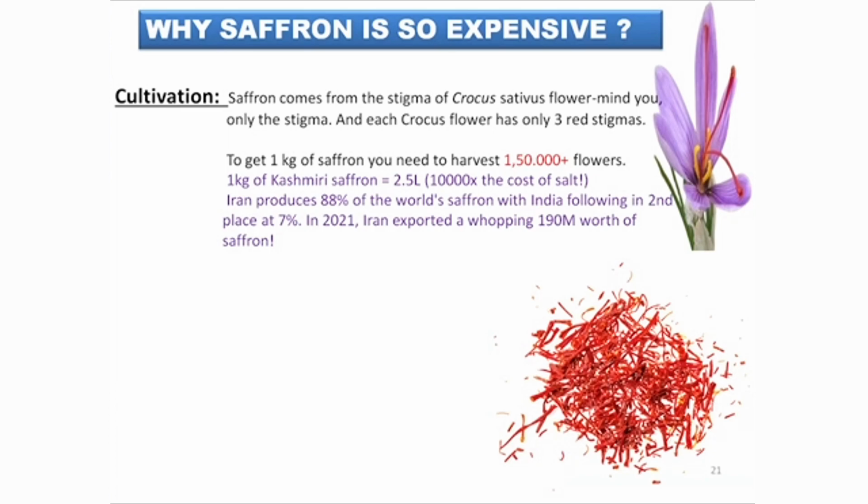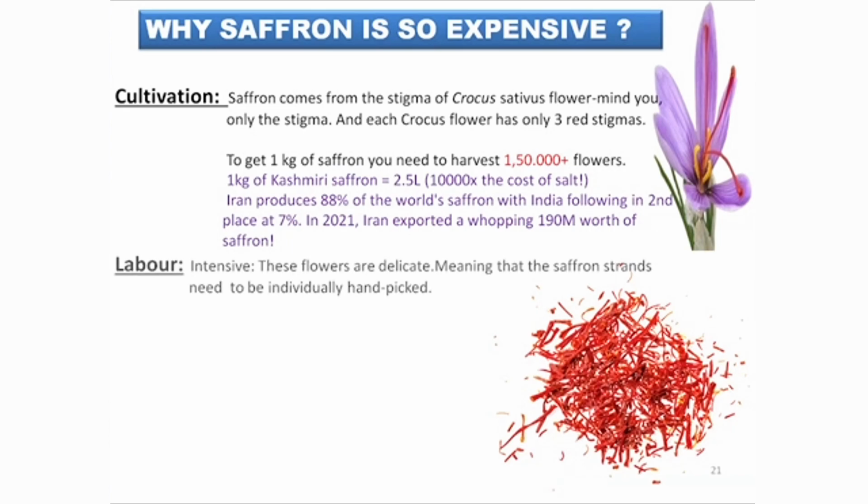And Iran produces 88% of the world's saffron, with India following in second place at 7%. In 2021, Iran exported a whopping 190 million worth of saffron. The second reason why saffron is so expensive is the labor, because saffron cultivation is a labor-intensive process and these flowers are delicate, meaning that the saffron stands need to be individually hand-picked.